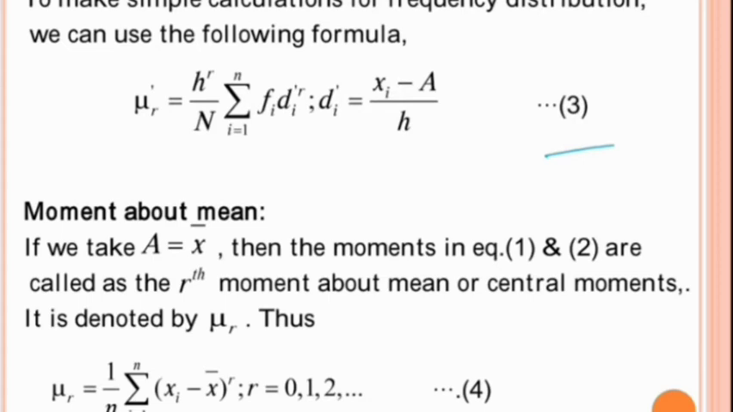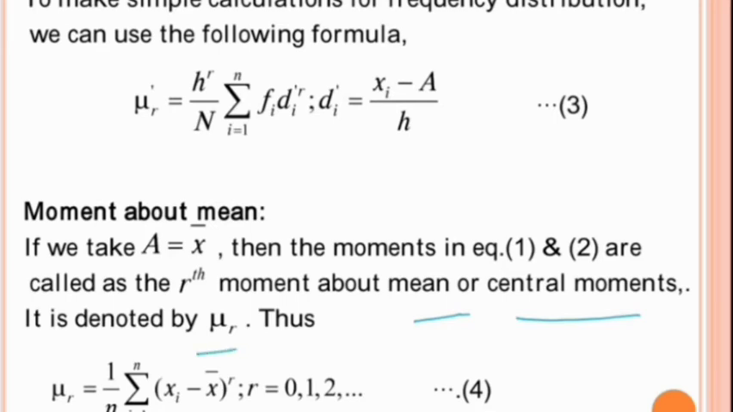Now this was about origin, right? Now what is the next topic? The next topic is moment about mean, where we are taking A as x bar, right? X bar means arithmetic mean, simple mean. The moments in equation 1 and 2 are called the rth moment about mean, or you can say central moment, and it is denoted by mu r.